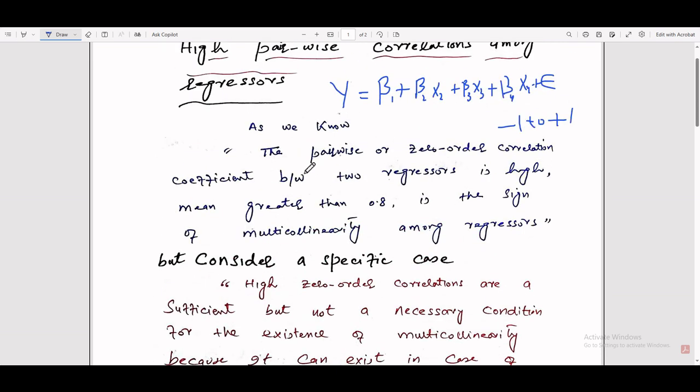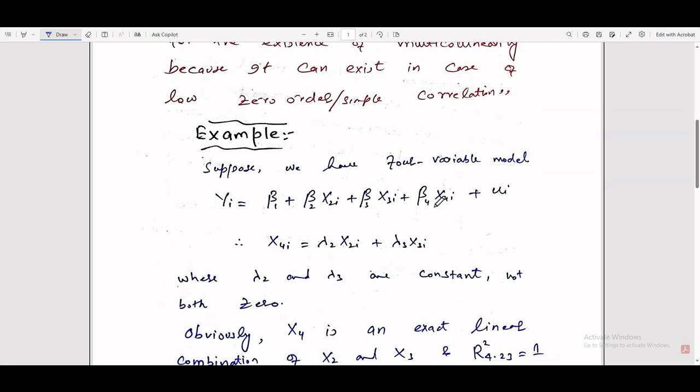If you have more than two variables, even in case of a very low correlation coefficient, there is a chance that multicollinearity exists. So we understand this with the help of an example. Suppose we have the model y_i equals beta 1 plus beta 2 x2i plus beta 3 x3i plus beta 4 x4i plus u_i, where u is the disturbance term. There are four variables: one dependent variable and three independent variables.